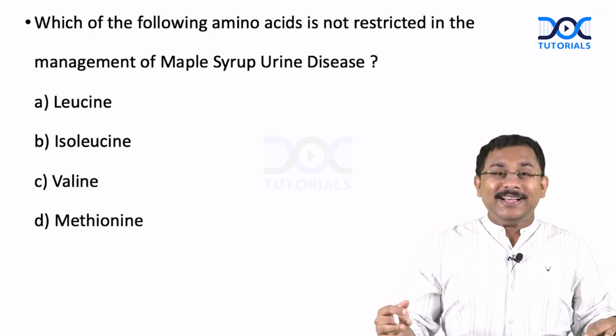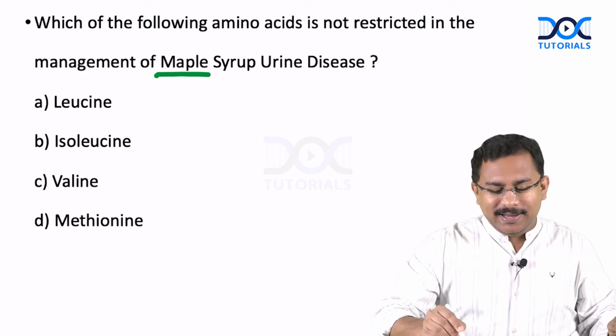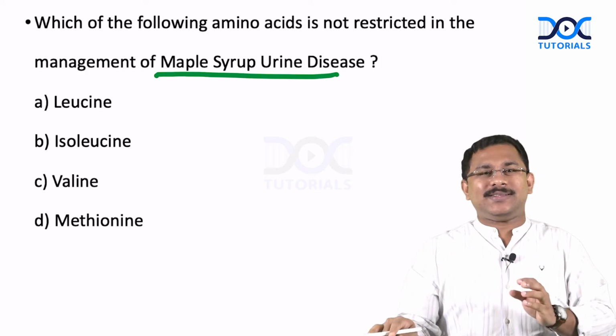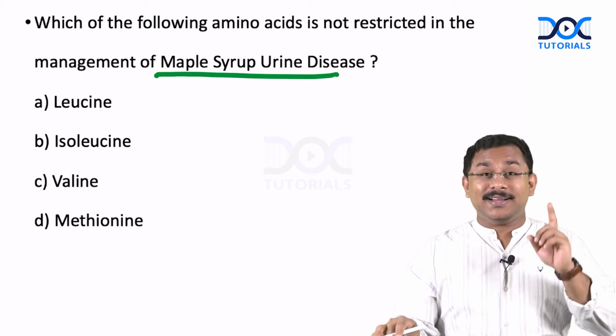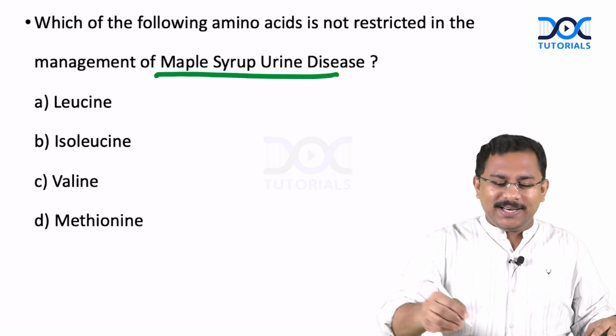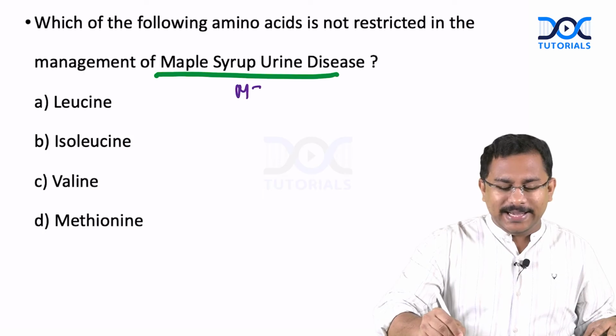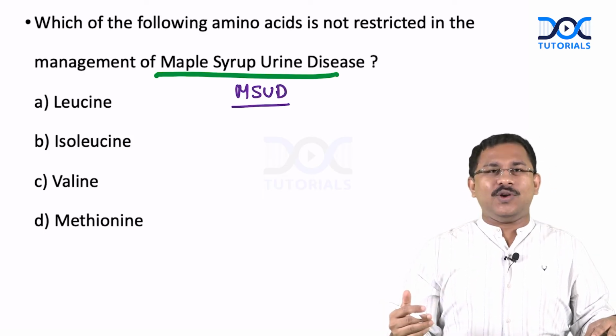So next question is a question linking medicine and biochemistry. Which of the following amino acids is not restricted in the management of maple syrup urine disease, which is MSUD? Is it leucine, isoleucine, valine, or methionine?